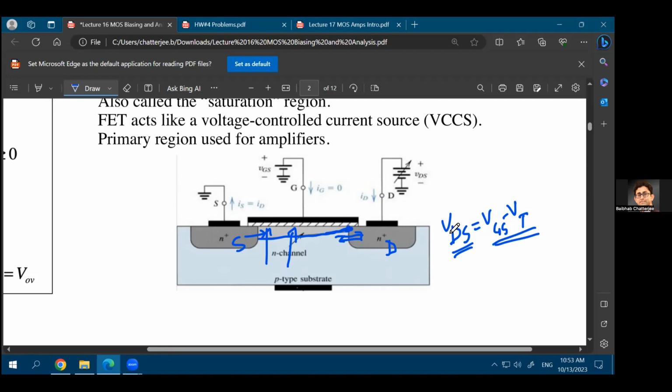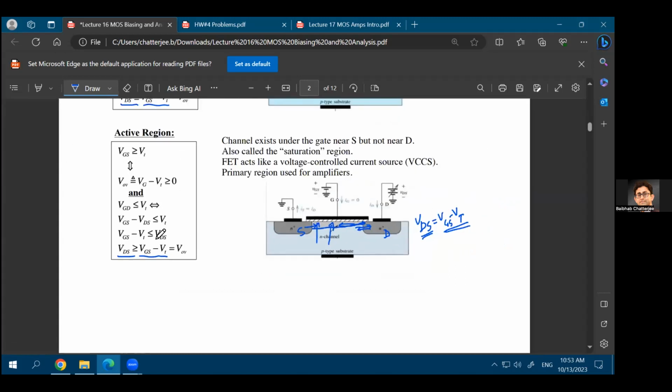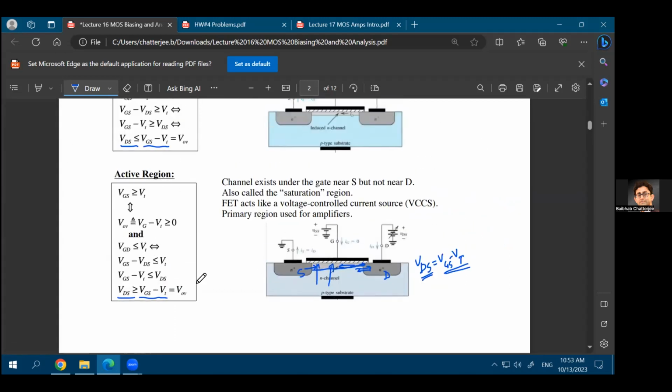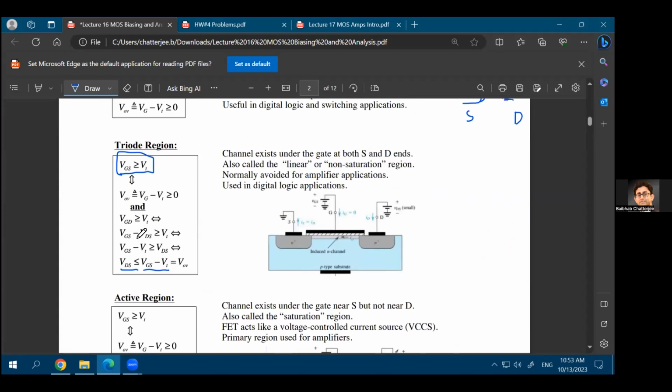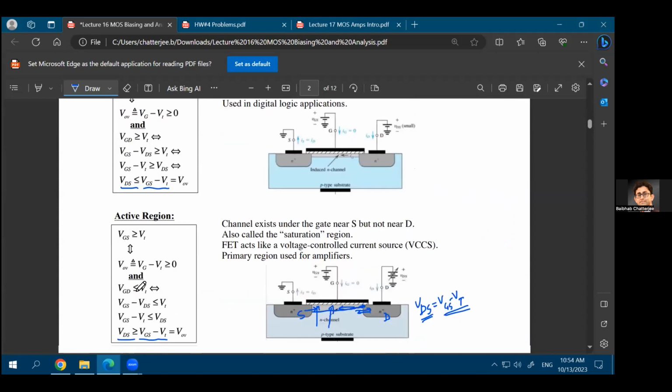If VDS is more than that, your pinch off point will move towards the left. If VDS is less than that, you'll not have any kind of pinch off. So that's the boundary of your triode region and saturation region. For the triode region, your VDS is less than VGS minus VT. For the saturation region, your VDS is more than VGS minus VT.